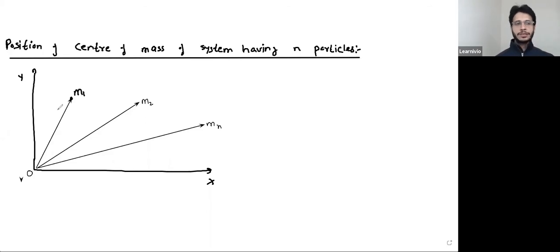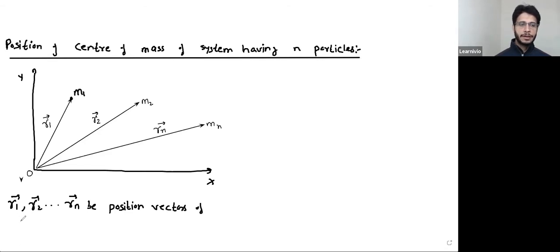The position of the first mass m1 with respect to origin is r1. The position of another mass m2 with respect to origin is r2. The position of another mass mn with respect to origin is rn. So you have n masses having position vectors r1, r2 and rn with respect to origin. Let r1, r2, rn be the position vectors of n particles.